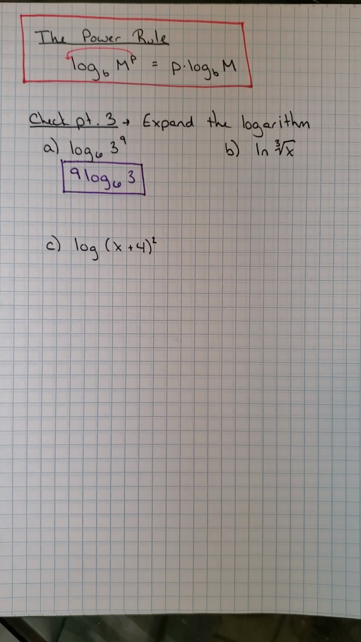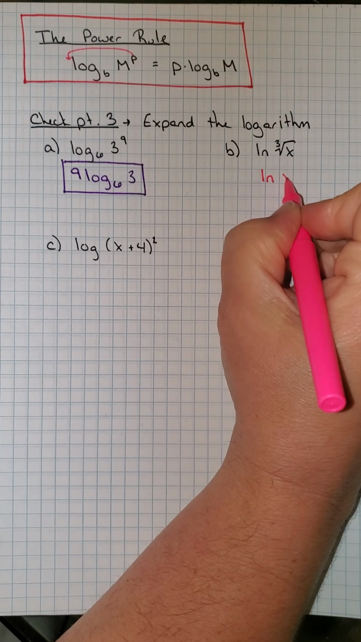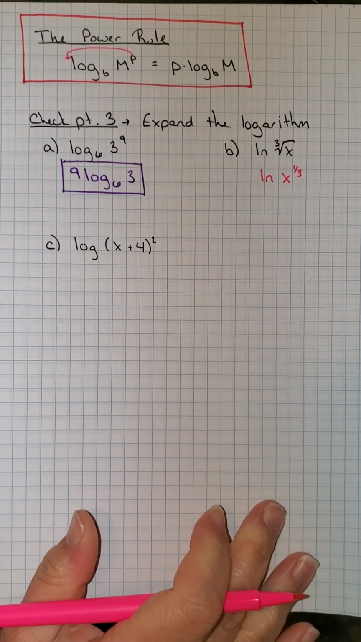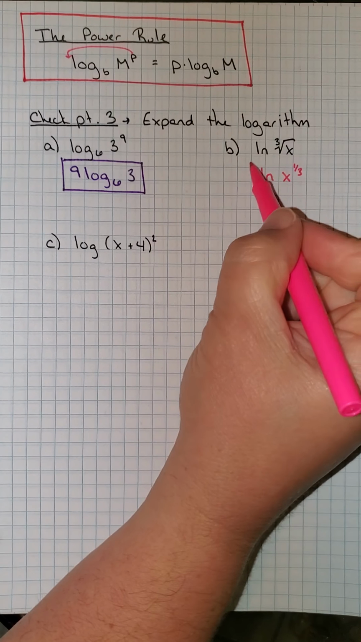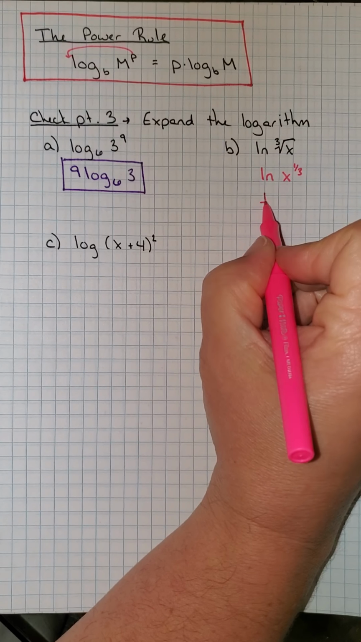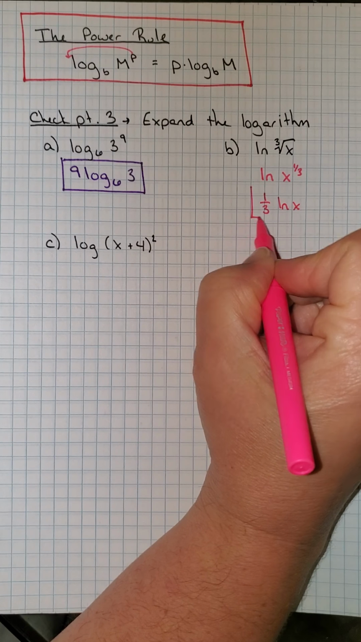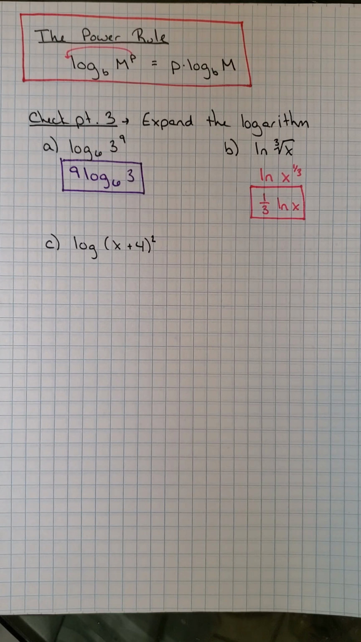In B, you're doing the cube root of x. So you have the natural log of x to the 1/3. That's the same thing as the cube root. So that 1/3 is a power. It's going to come down in front. So we have 1/3 times the natural log of x. And that's your answer for B.